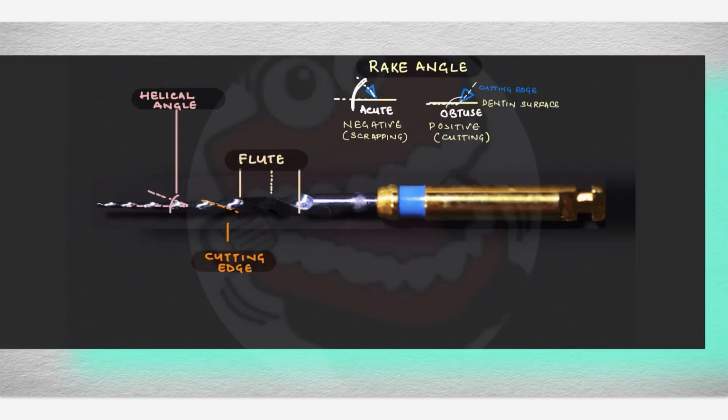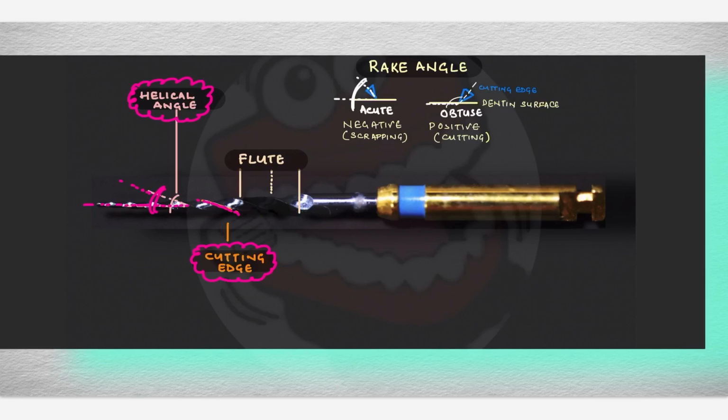Now the fourth thing that we talk about is the helical angle. What we understand by the helical angle is this: when we take the long axis of this file right from the tip, and the cutting edge of the file, that is this edge, this is referred to as a cutting edge of the file. So when we talk about the long axis of the tool and the cutting edge of the file, the angle made by this imaginary line that we have drawn is referred to as the helical angle. This is a deciding factor in the cutting efficiency of the file.